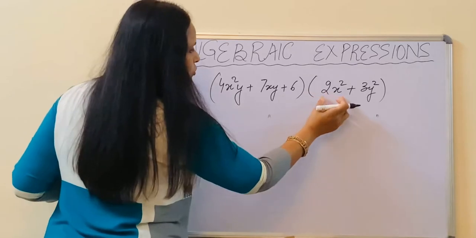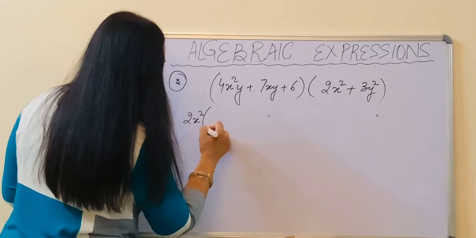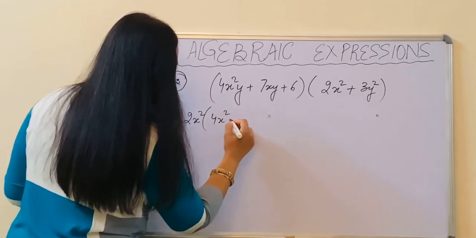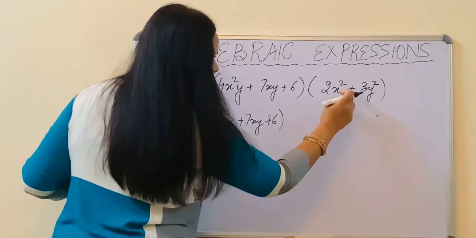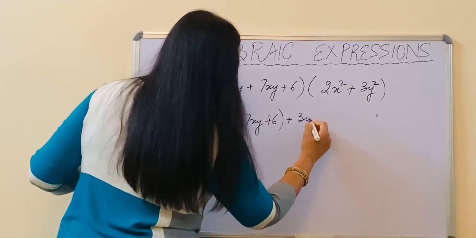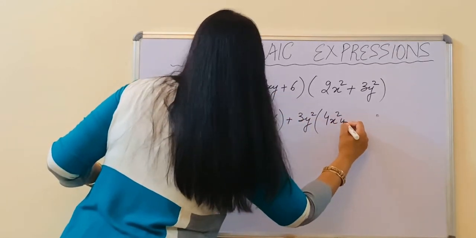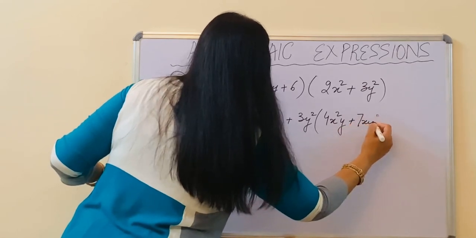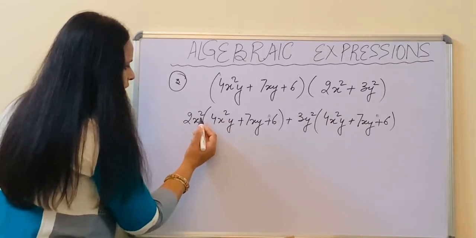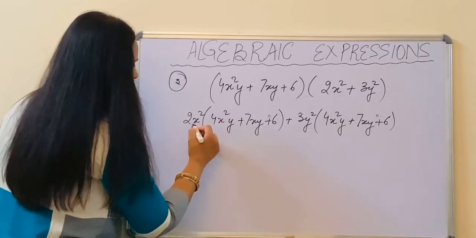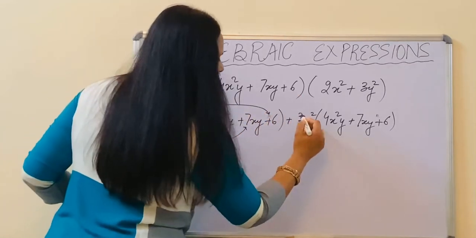First of all, we have to multiply this with this. Meaning 2xy multiplied by 4x square y plus 7xy plus 6. Sign in the middle plus 3y square multiplied again with the 6. This is known as the distributive property. We are using the distributive property over here. Now simplifying it, 2x square multiplied by this, 2x square multiplied by this, first, second and the third one. Similar is the case over here.